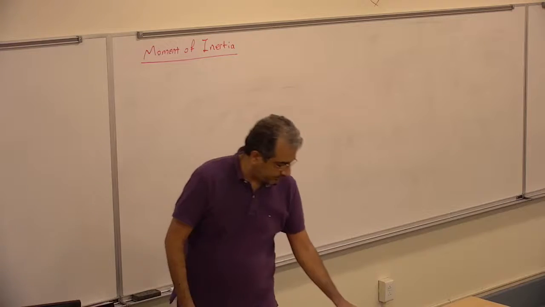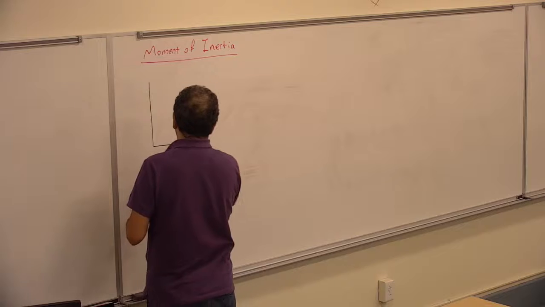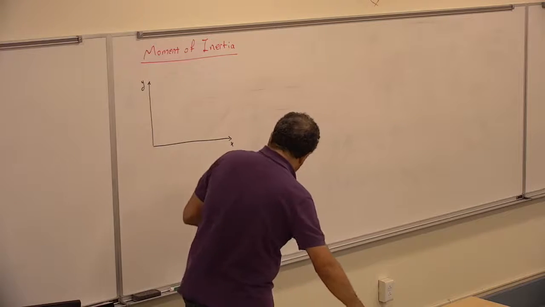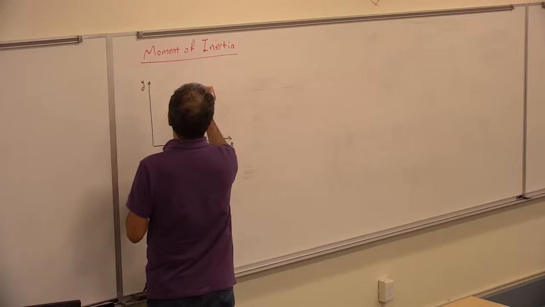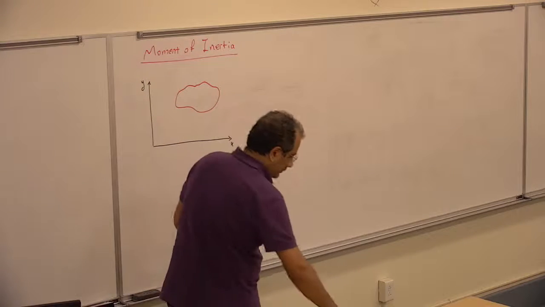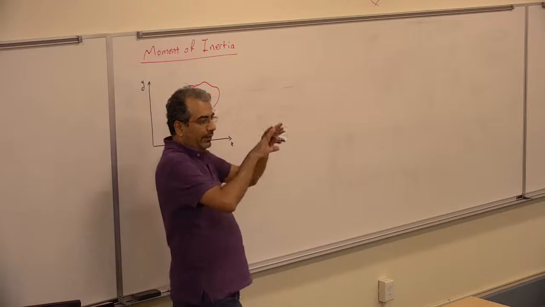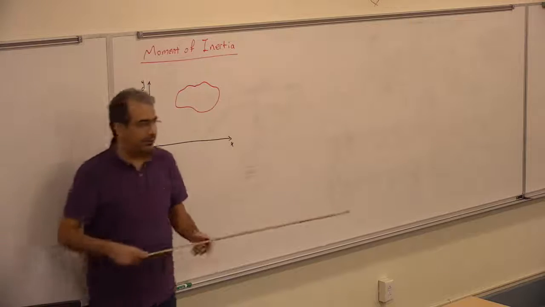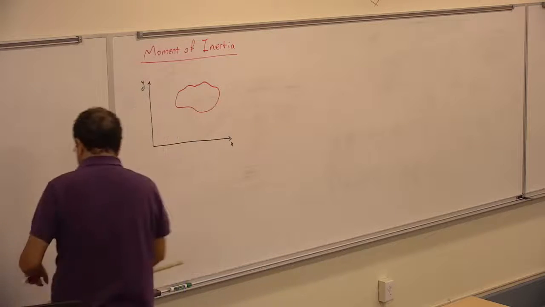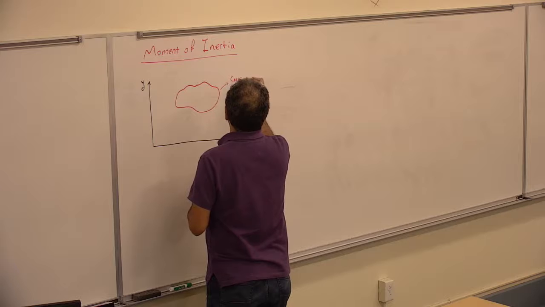So assume I have x, y. I have some type of shape like this. So that is my cross section. If I have a beam like that, that's its cross section. So assume I have a beam that has a cross section like that. That's the cross section of it.